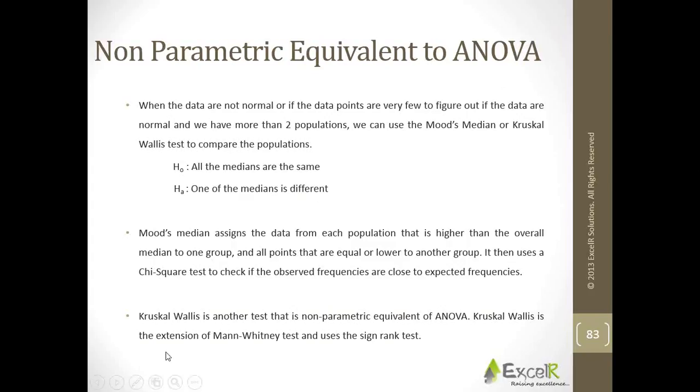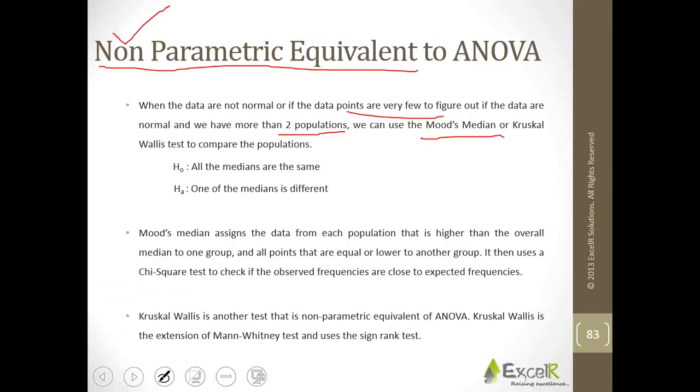Okay. So non-parametric. Whenever data is not normal, that is when we actually come up with a non-parametric equivalent. Or if the data points are very few, to figure out whether the data follows normal distribution or not. If we have more than two populations, that is when we use Mood's median or Kruskal-Wallis test. In these two tests, we check whether all the medians are the same or one of the medians is different.